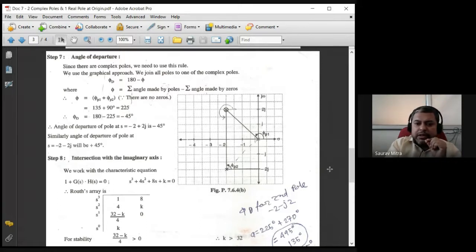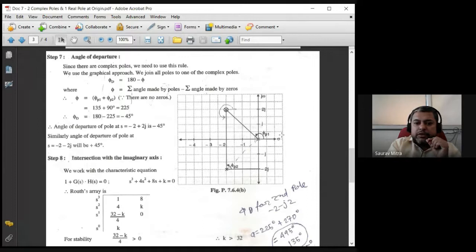You have calculators, so very easily you can calculate. This is minus 2 and this is plus 2j. That means the base is 2 and the height is also 2. That means this inside angle is going to be 45 degrees. So phi 1 is going to be 180 minus 45, that is 135 degrees. So this is the first angle, phi 1.